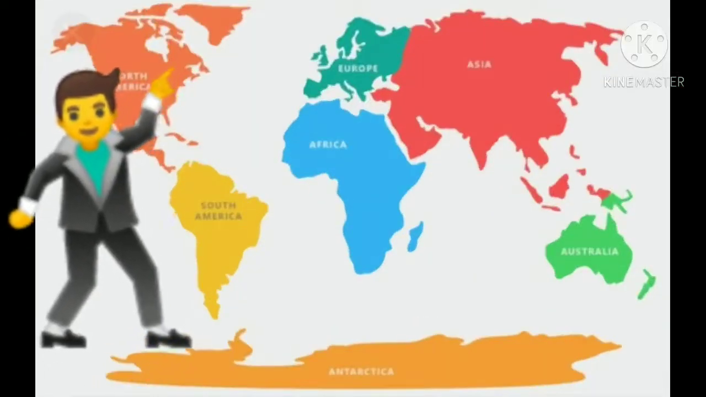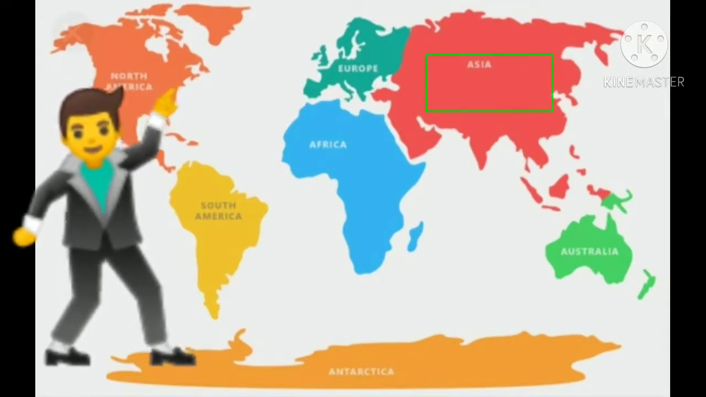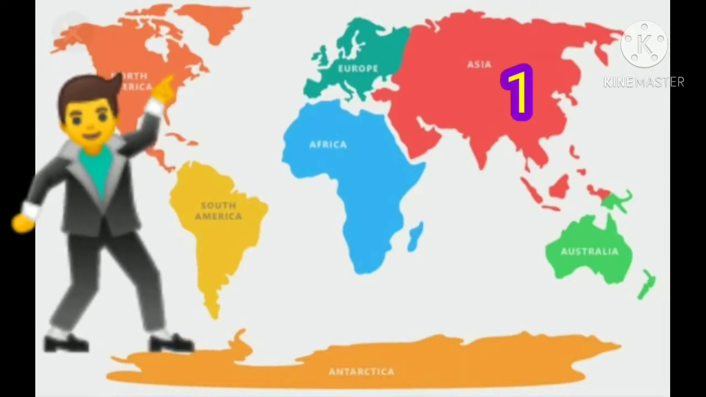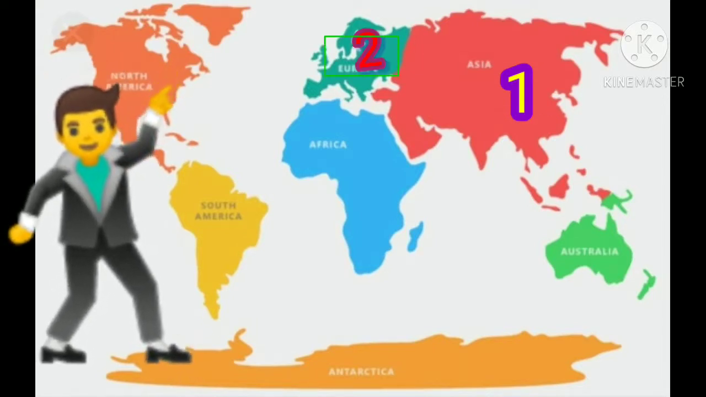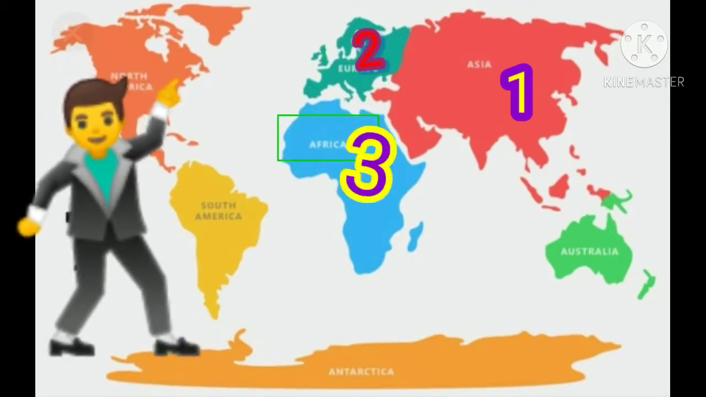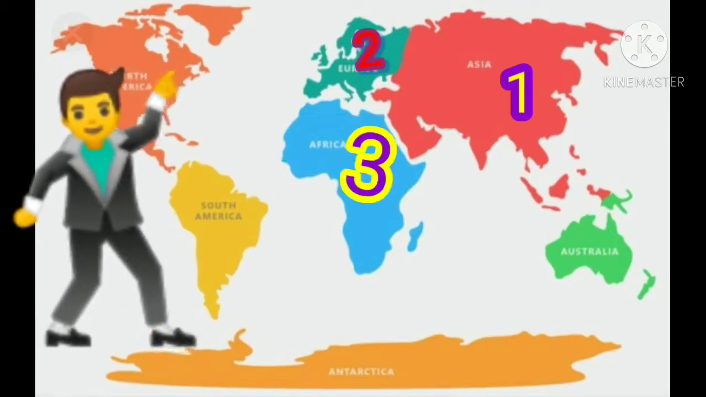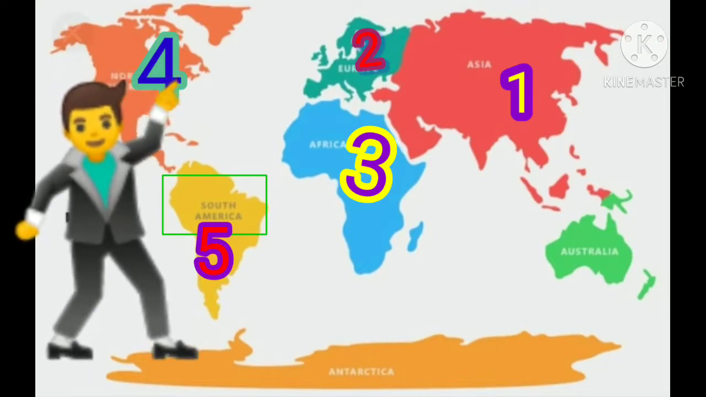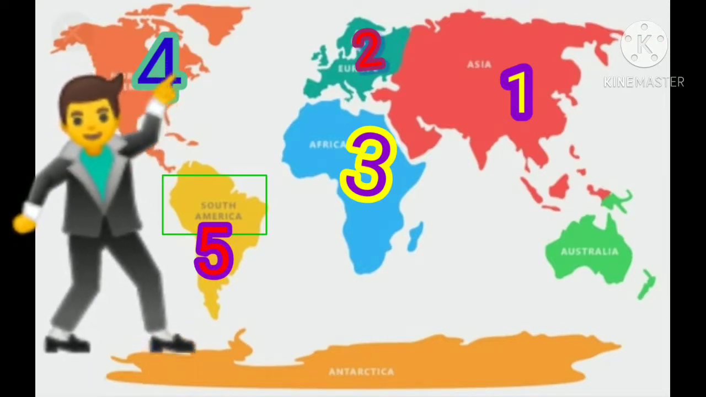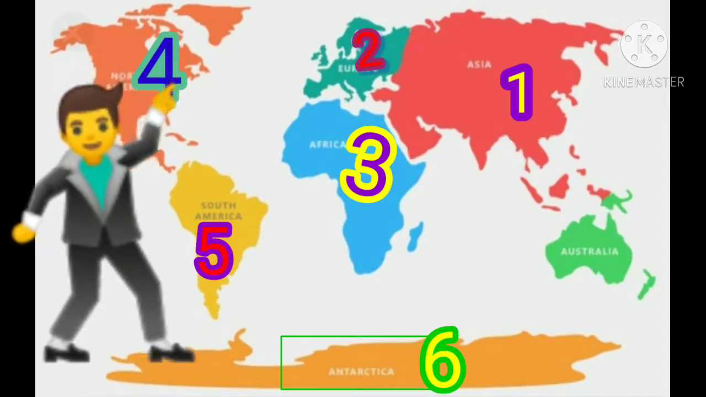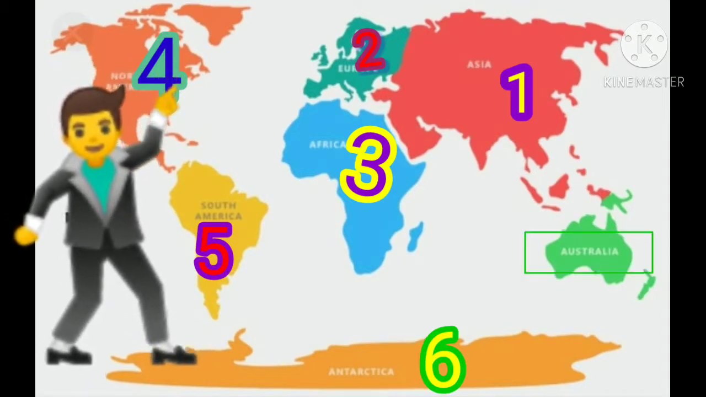Now look there, it is the world map. There are 7 continents. First one is Asia. Second one is Europe. Third is Africa. Fourth is North America. Fifth one is South America. Sixth one is Antarctica. And seventh one is Australia.